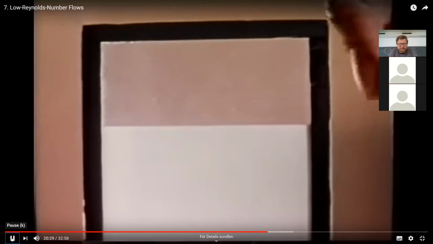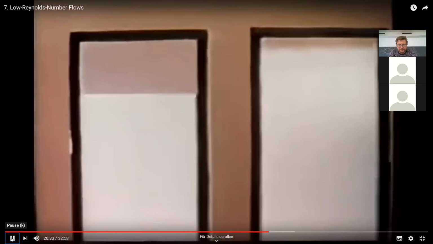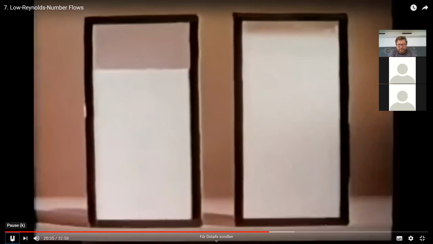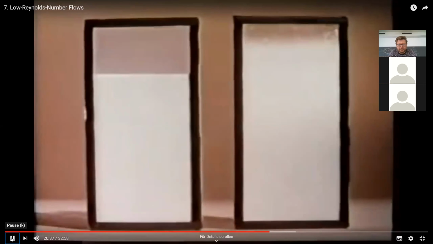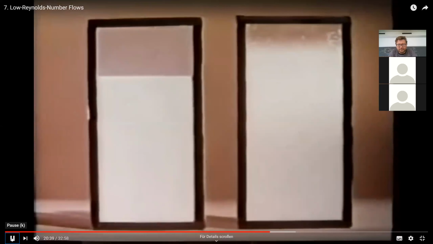The left box has many particles. They are close together and the boundary is sharp. The right box has few particles. They fall with less influence on one another and the boundary is less sharp and travels faster.